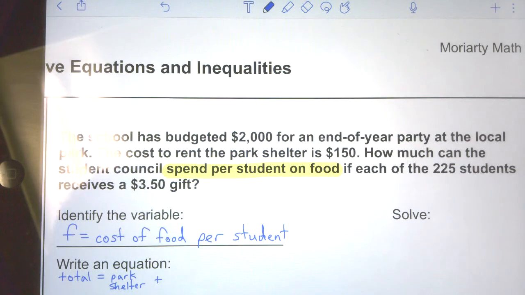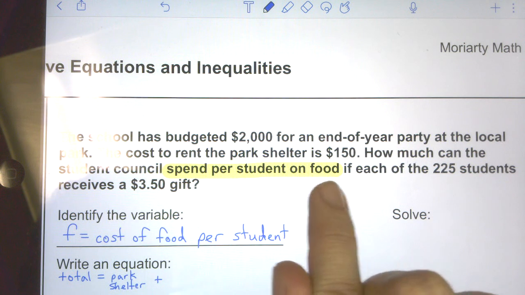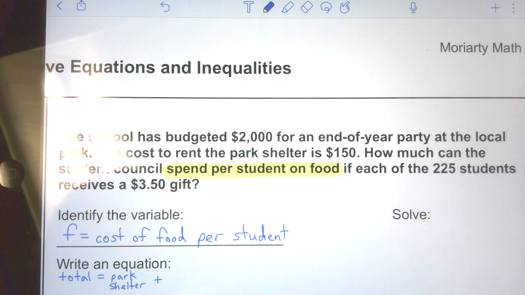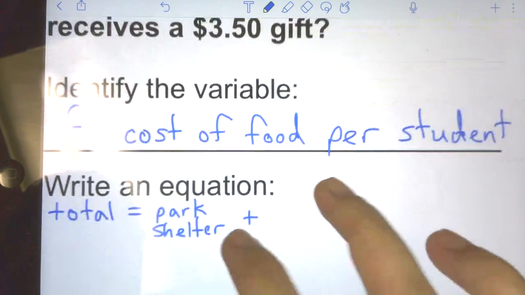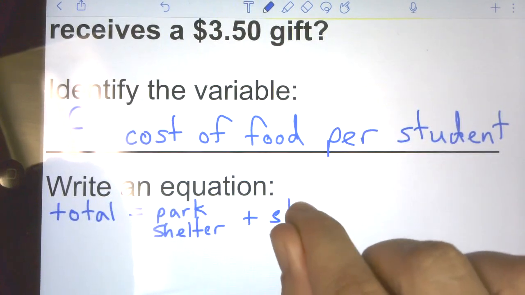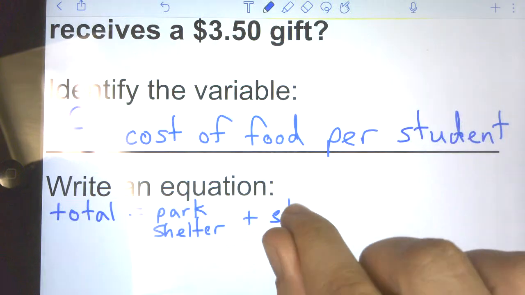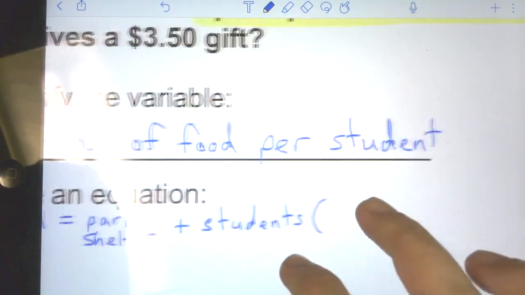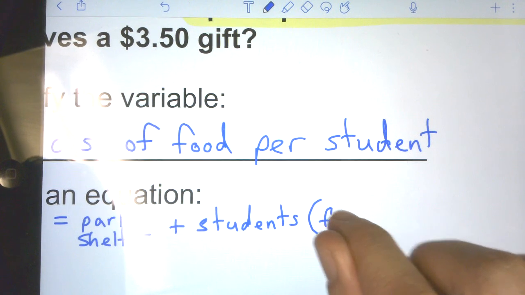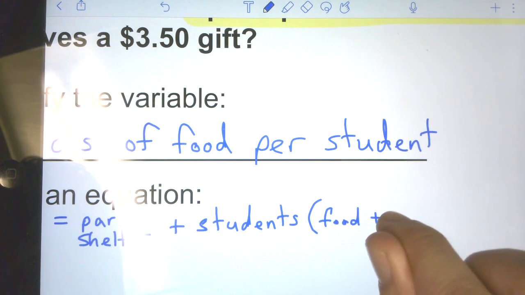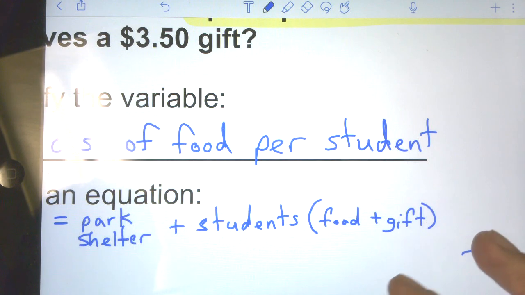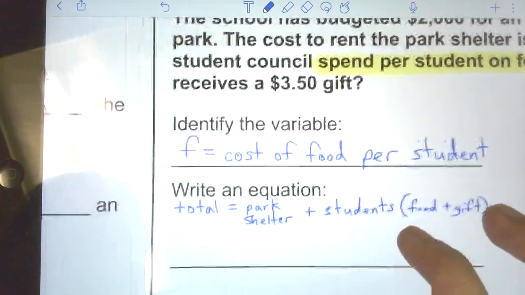So let me zoom out here. So we know that each student is going to get some food, and each student is going to receive a $3.50 gift. So what I did was I took the number of students and then we're going to distribute the food plus the gift. That was pretty much how our equation was set up.